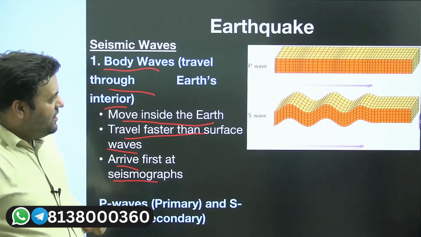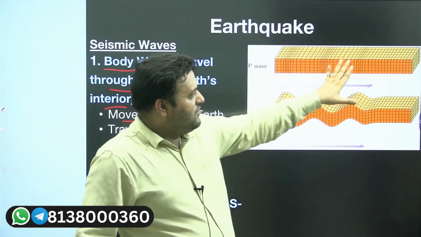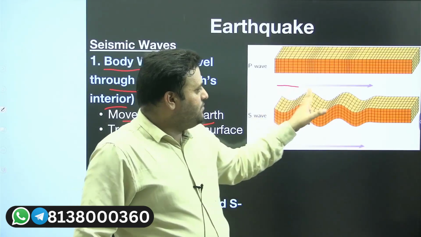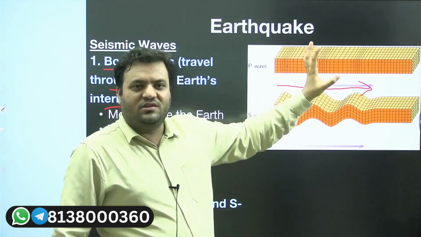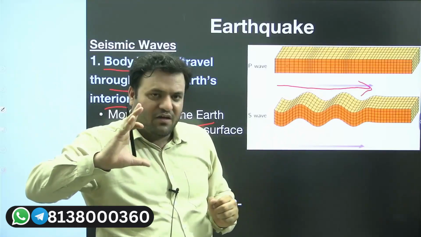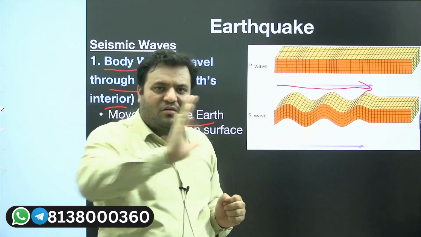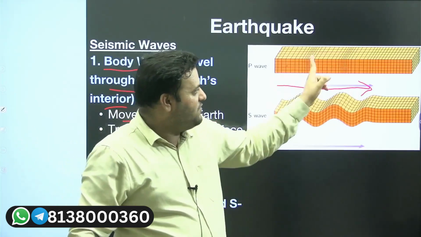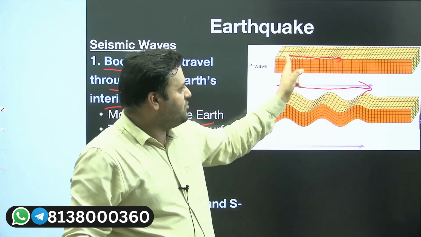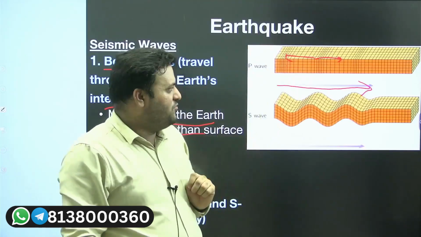Here you can see the P wave. This is the propagation direction of energy. This is how the blocks will go. A block will adjust while moving forward or backward. A back and forth kind of movement, forward movement or backward movement, could be there.